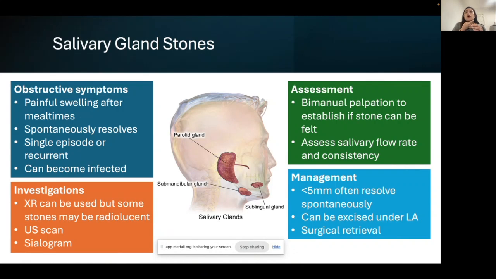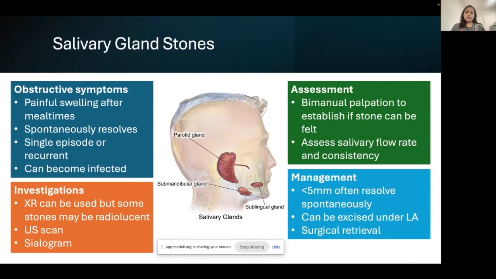So basically it involves one hand on the outside of the face, one hand on the inside of the face, and you rub and you see if you can feel a stone, either in the floor of the mouth or in the cheek. You can also look at the ducts themselves and assess for any kind of salivary flow rate or inconsistencies, but that's quite hard to do.